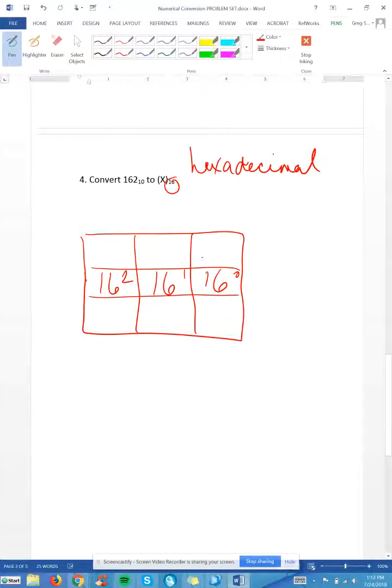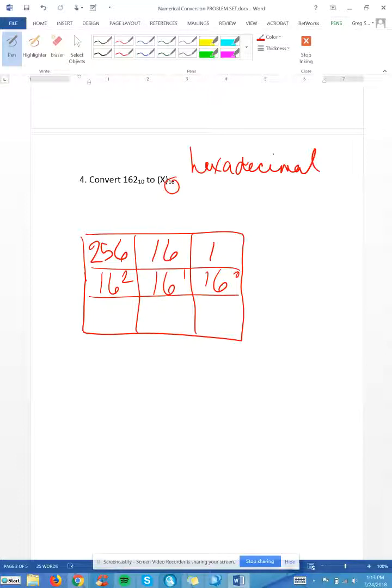Anything raised to the 0 power is 1. 16 to the 1 is 16. And 16 to the 2 is 256, if you calculate it out mathematically. Notice that the last row is empty, and that's what we're going to be creating: the converted value by doing successive subtractions.